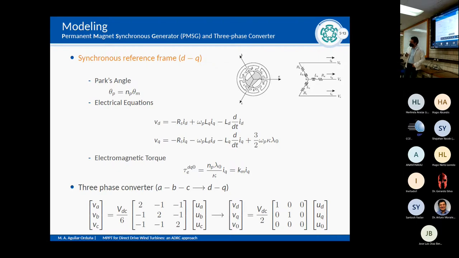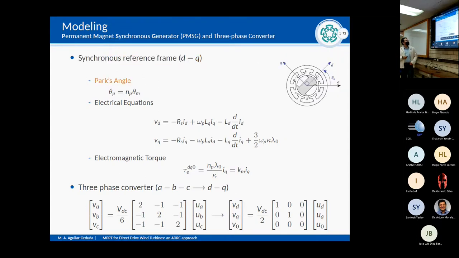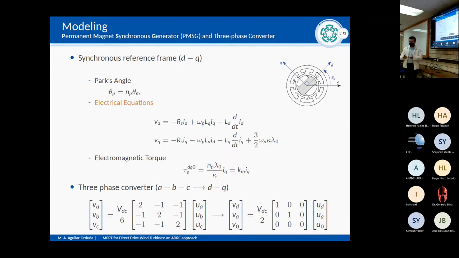To model the permanent magnet synchronous generator, we are assuming a three-phase star-connected generator. And by applying the Clarke and then Park transformations, where the Park angle is selected as the product of the number of pole pairs and the angular position of the generator, we get the following electrical equations in the synchronous reference frame. Here, Rs is the stator resistance, Ld and Lq are the stator inductances, omega is the angular velocity, kappa is a constant proper to the Clarke transformation, and lambda is the permanent magnet flux constant. The electromagnetic torque is given by this equation. Here, notice that it only depends on the electric current Iq.